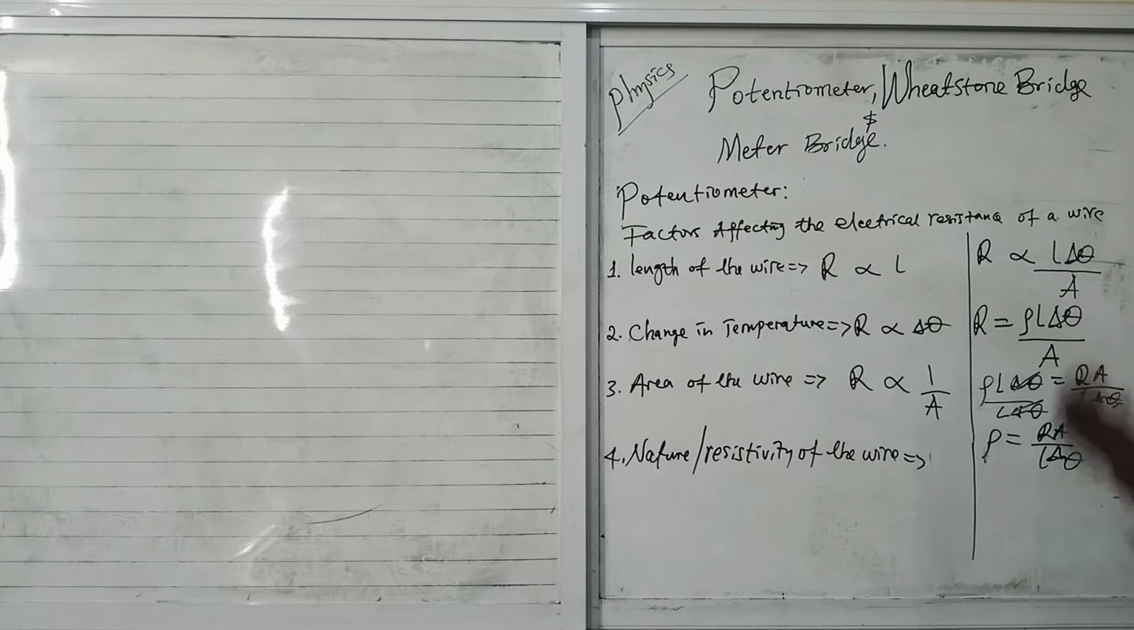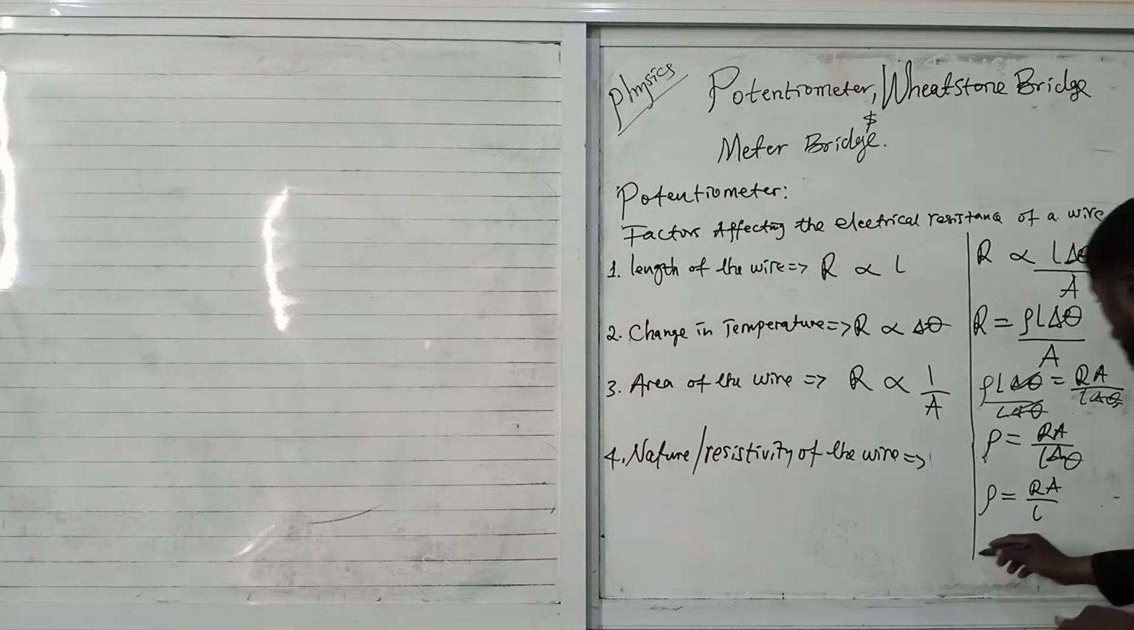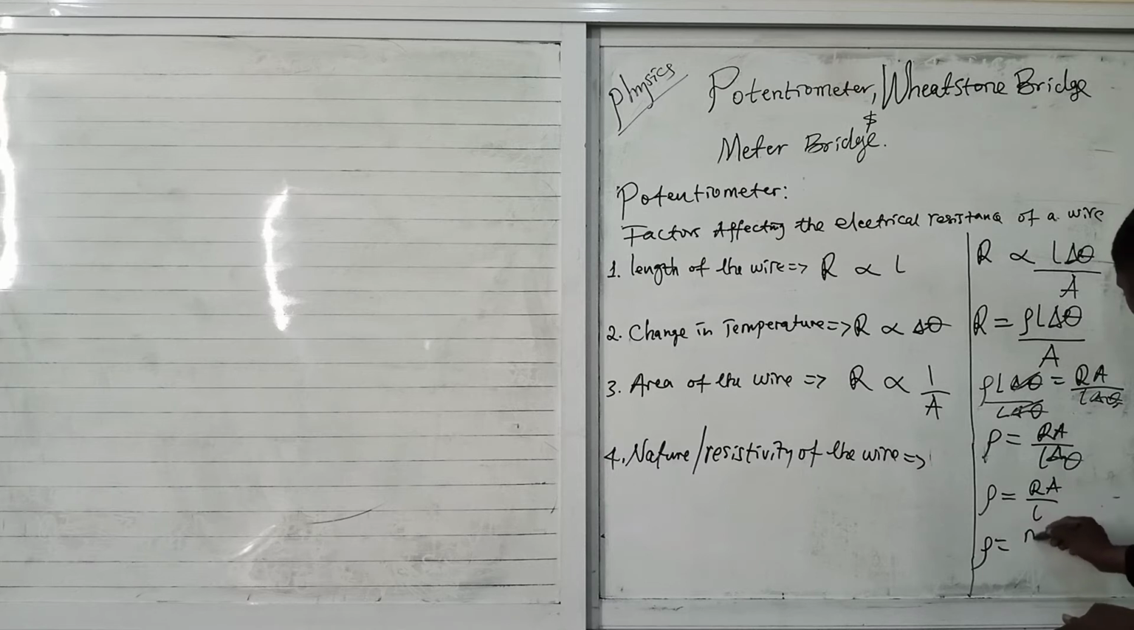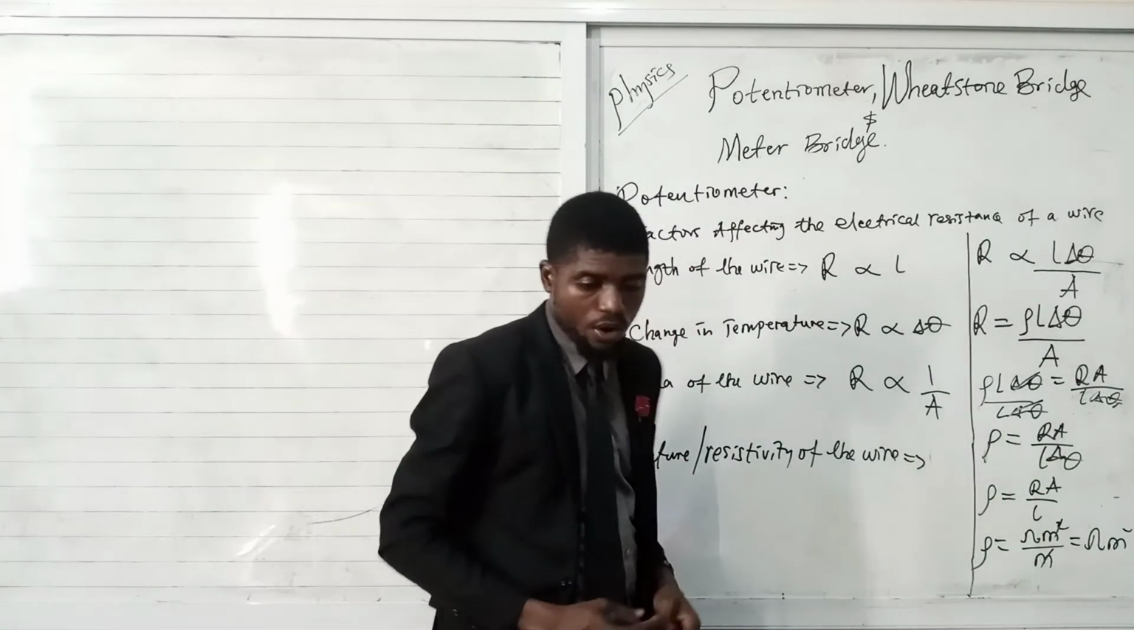Now in so many textbooks, you only see resistivity given as R A all over length. Dimensionally, R is given in ohm, area in meters squared, and length in meters. So why don't you cancel this? The unit for resistivity is ohm meter. So this is the equation that controls the resistivity of the wire.